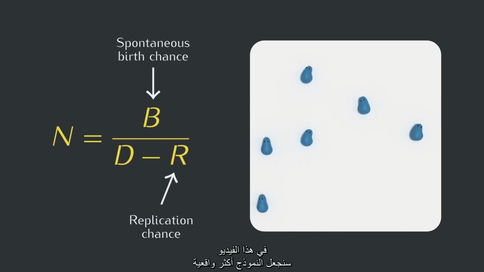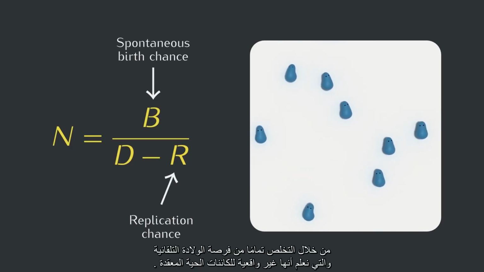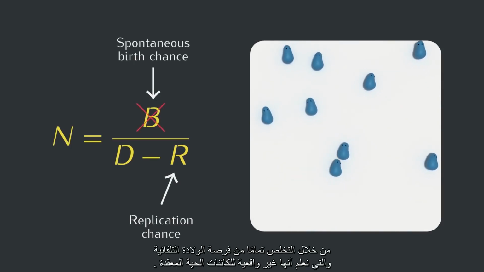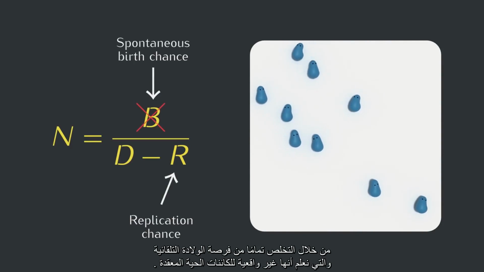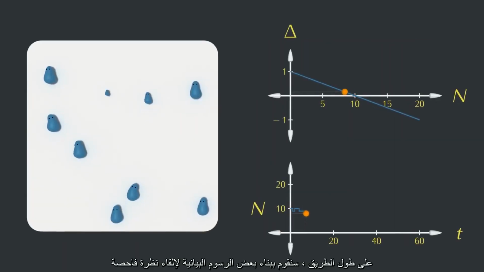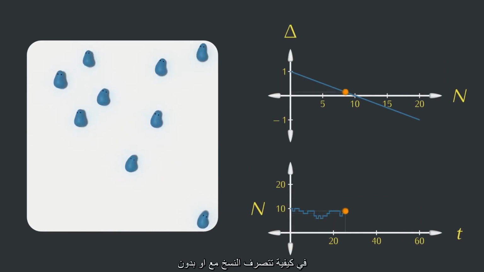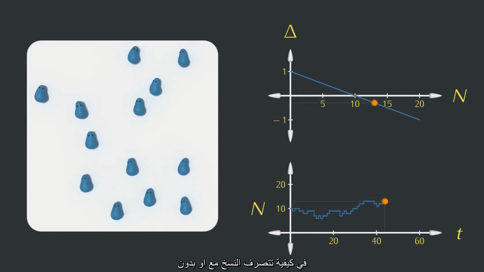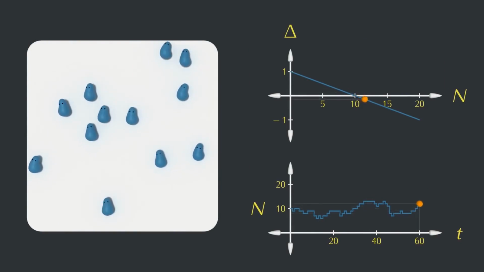In this video, we're going to make the model more realistic by completely getting rid of that spontaneous birth chance, which we know is unrealistic for complex organisms. Along the way, we'll build some graphs to take a closer look at how replicating populations behave with or without a spontaneous birth chance. We'll actually have two kinds of graphs.